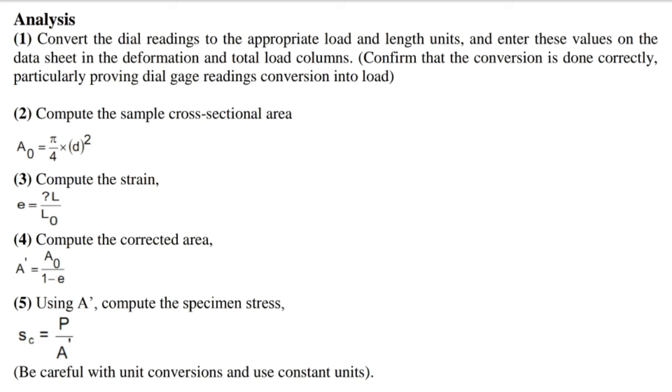4. Compute the corrected area. A' equals A naught divided by 1 minus epsilon. 5. Using A', compute the specimen stress. Sigma c equals P by A'. Be careful with unit conversions and use consistent units.